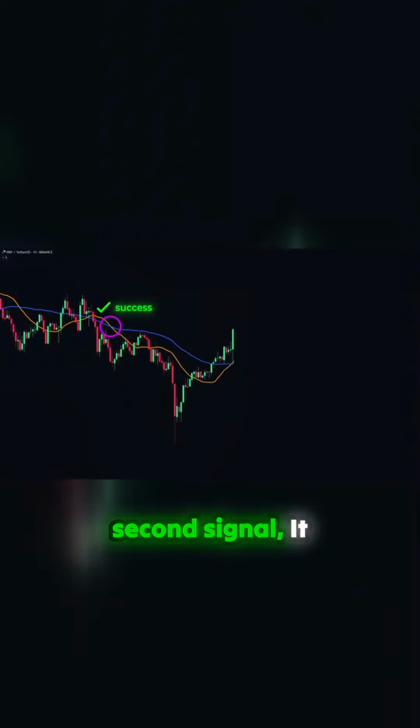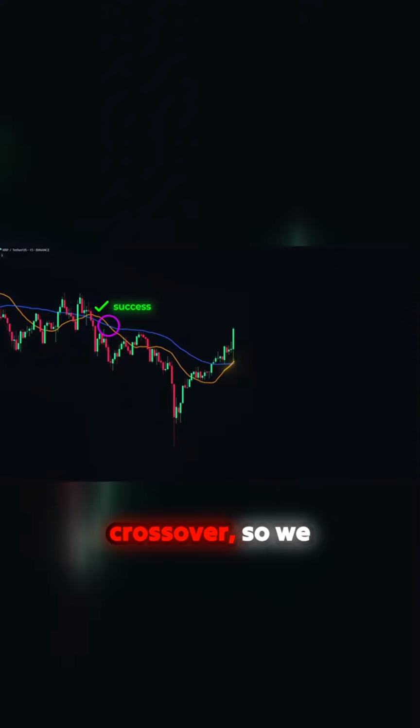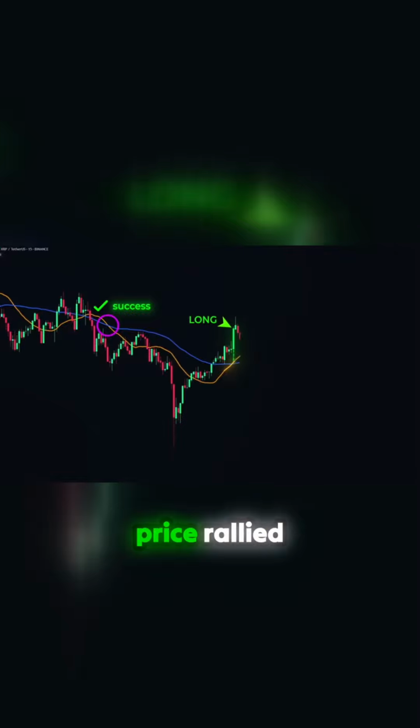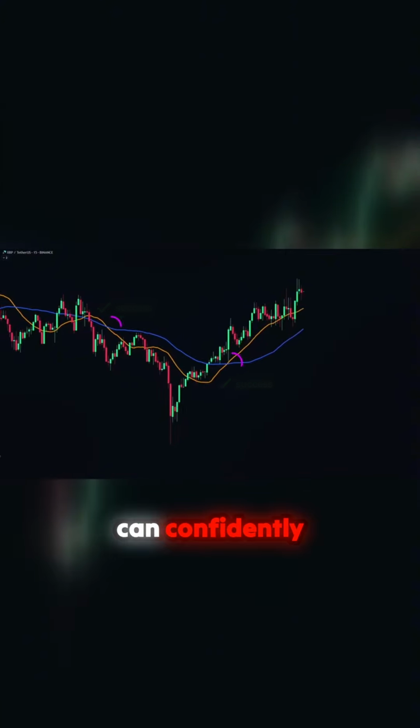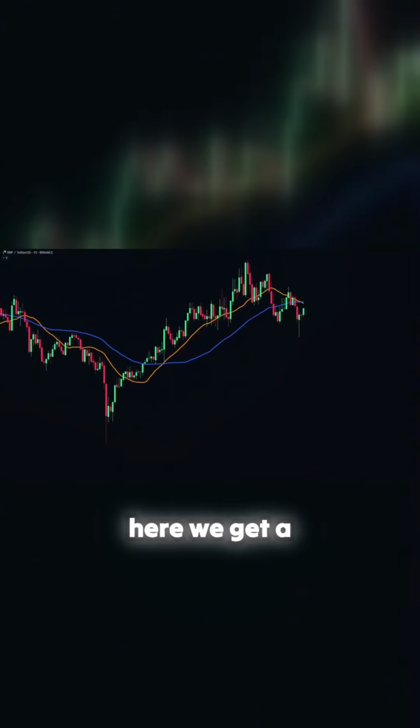Now looking at the second signal, it was an upwards crossover, so we would have entered long, and eventually price rallied higher, so this counts as a successful crossover. Now, since both of the last two crossovers were a success, we can confidently trade the next signal, and right here, we get a downwards crossover, so we enter a short trade.